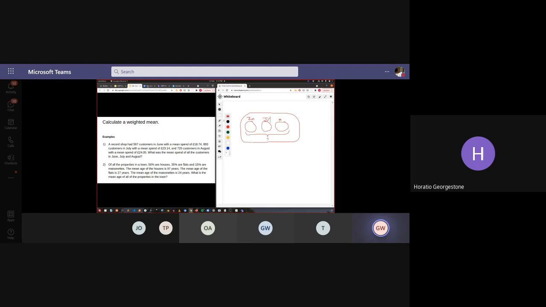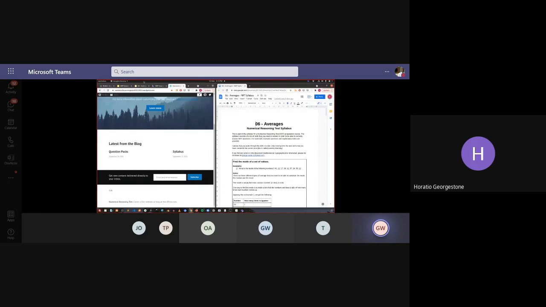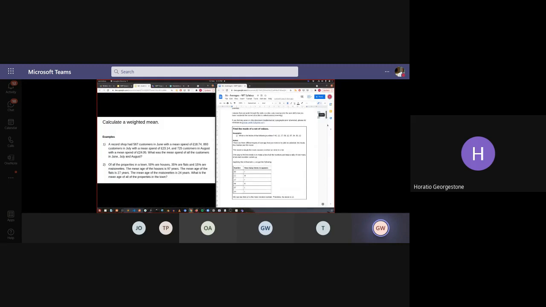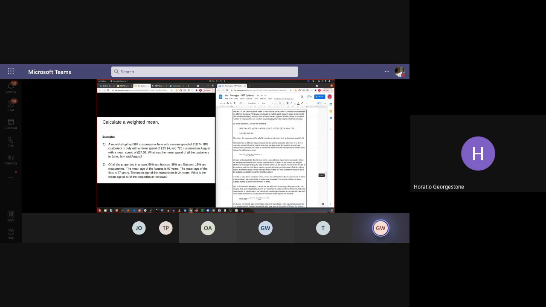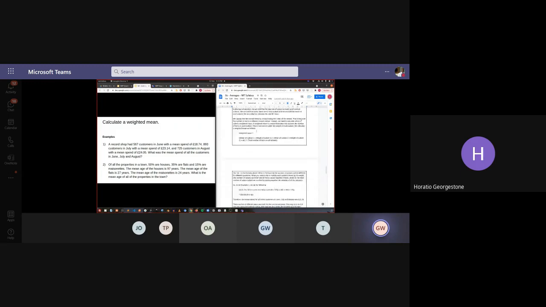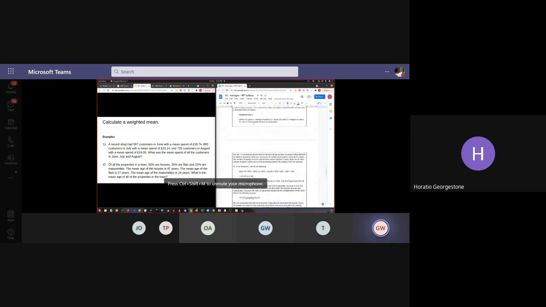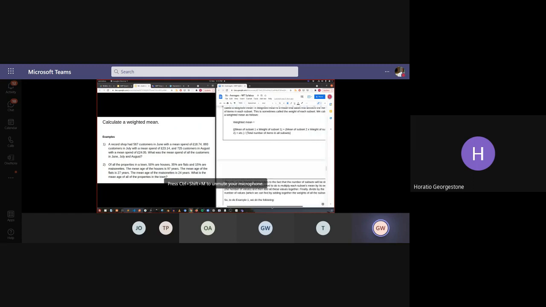And so the way we do that, in fact, I might just pull this over here. So we take the mean of each subset and multiply it by the weight of that subset, which just means the number of items in that subset. So in June, 567 times £18.74. And we do that for all the subsets. And then we add all those numbers together and we divide by the total number of items in all subsets.